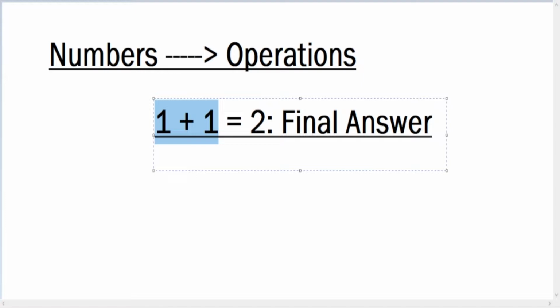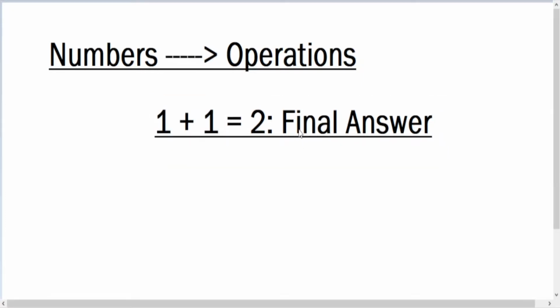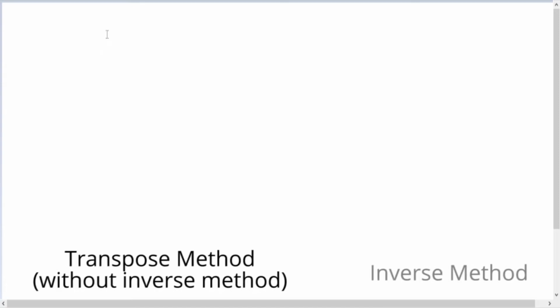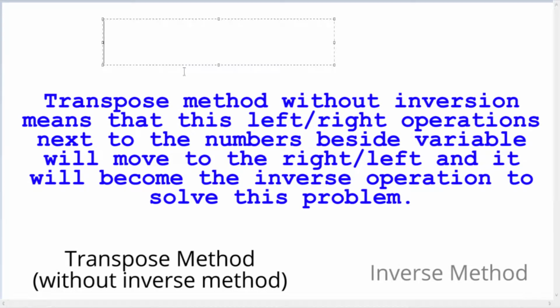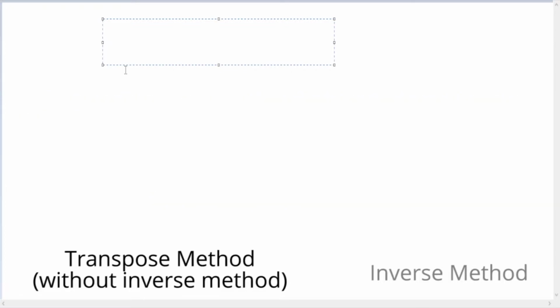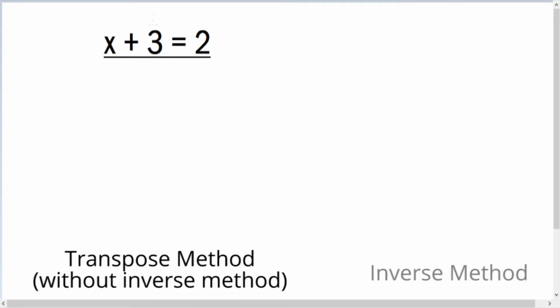Now how about the transpose method and the inverse method? So let's show you that. So transpose means you have to find the number like this. Okay, so now you have x plus 3 equals 2. So now you're finding x plus 3 equals 2. So what we're going to do is move it to the right. You have to move it from the right. Okay, so now it should be like this.